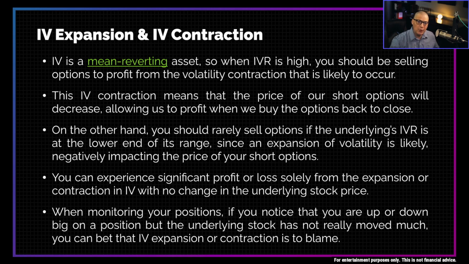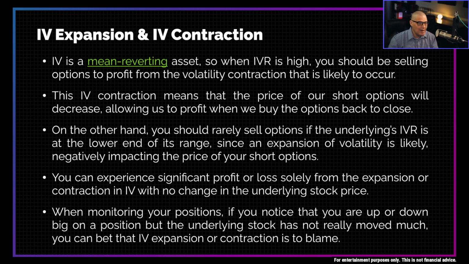When you sell something at a high price and buy it back at a low price, that means you profit, you win. On the other hand, you should rarely sell options if the underlying IVR is on the low end of its range, especially if it's really low, like single digits, because then an IV expansion is likely. And when IV expands, that negatively impacts the price of short options. Those short options are going to start gaining value, and that, of course, causes you to lose money. You can actually experience significant profits or losses solely from the expansion or contraction in IV when the underlying stock doesn't even change price all that much.